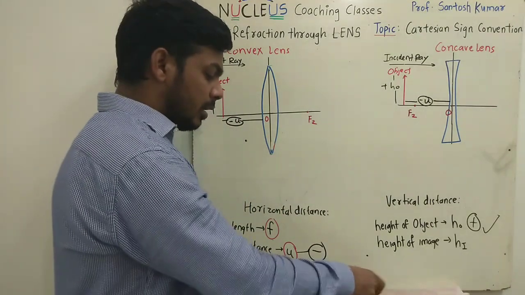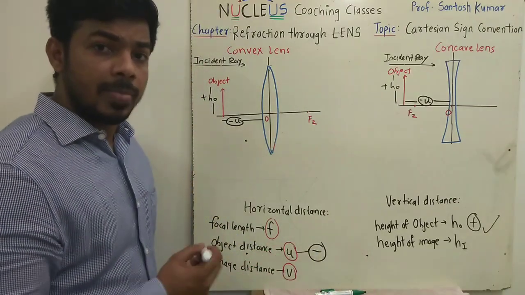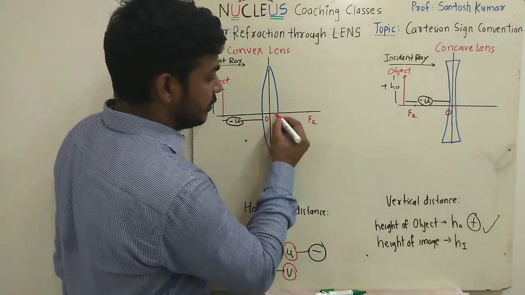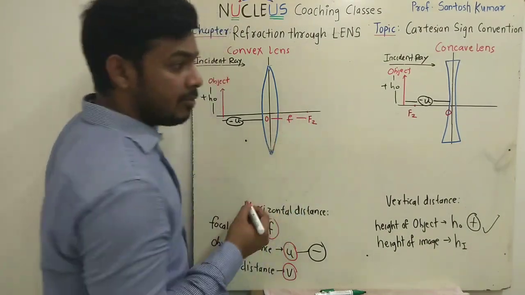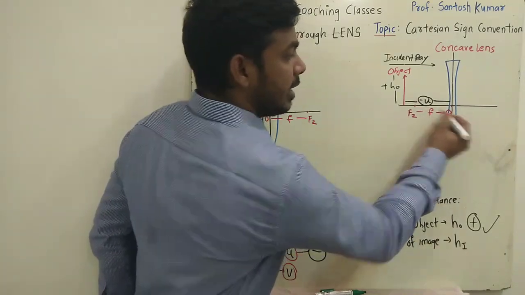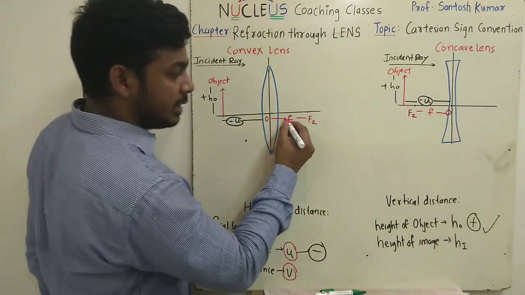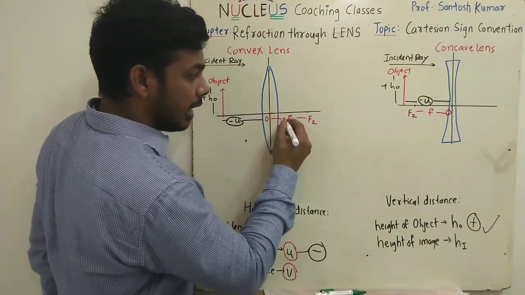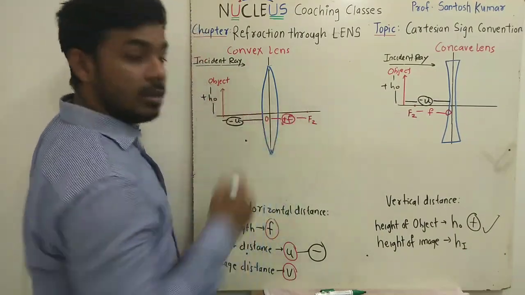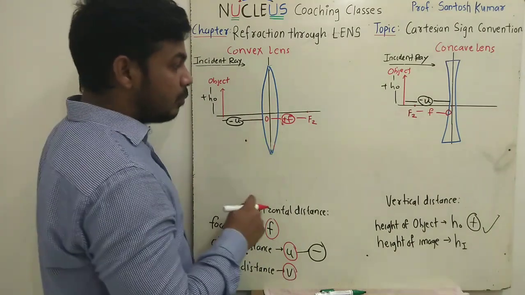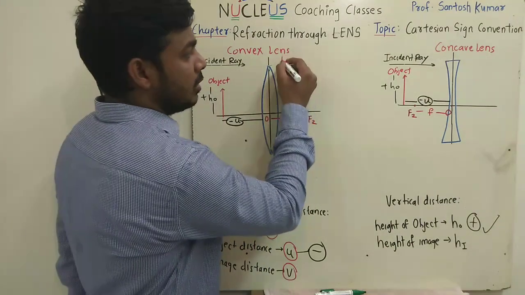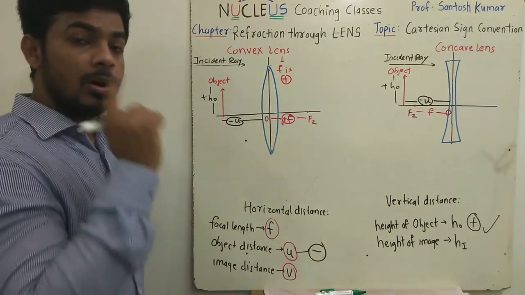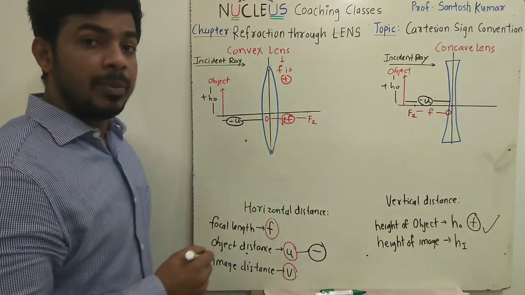If I talk about focal length, small f, it is the distance between the optical center and the principal focus. So this distance we can say is marked as f, and this distance is marked as f. Now since this distance, being horizontal, lies on the right hand side of the optical center, it is taken as positive. So very important point, for convex lens focal length is positive. Remember, for convex lens focal length will be positive.